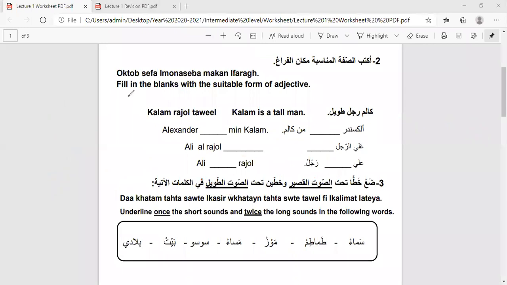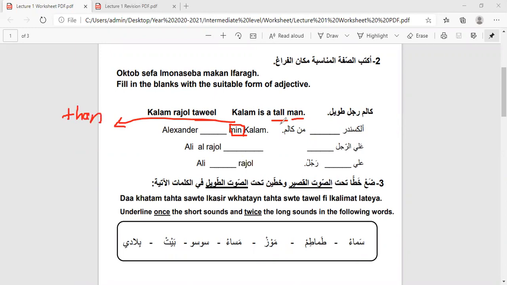The second question is: fill in the blanks with the suitable form of the adjective. Column is a tall man. Tall means what? Tawil. This is the basic adjective. Actually, we are going to form the superlative or comparative form of adjectives. So tawil, man is rajul. Alexander min column. Min is an indication that we have a comparative form here.